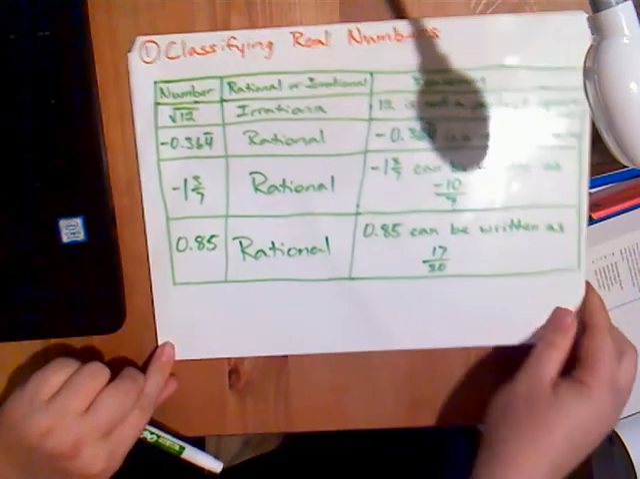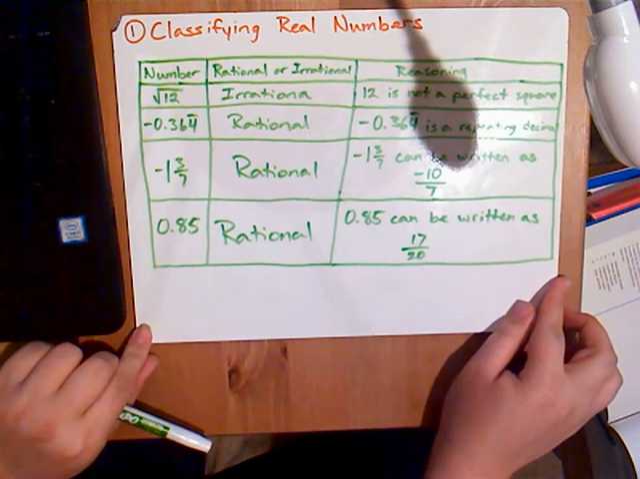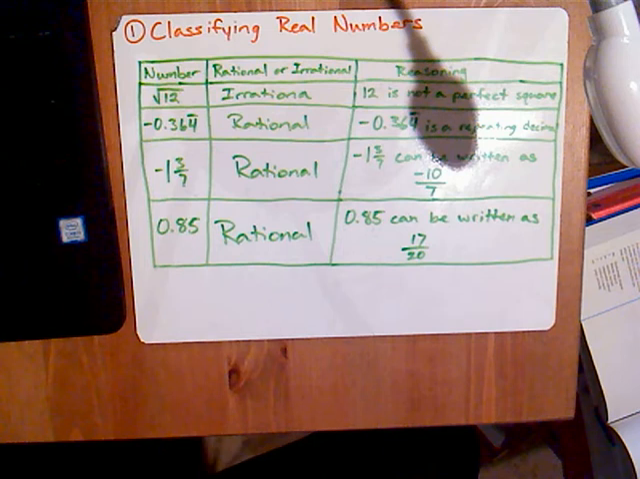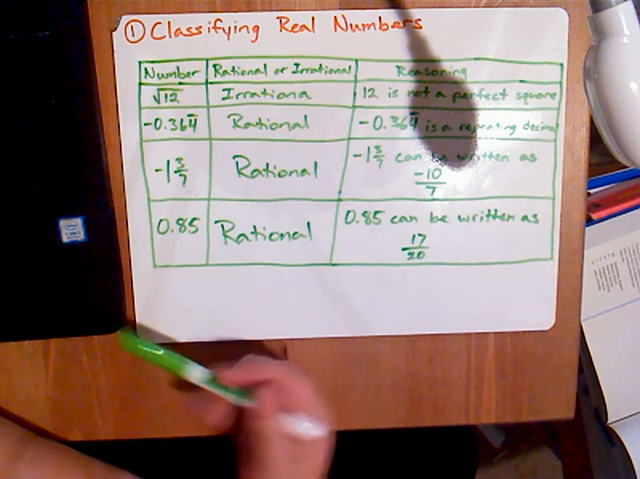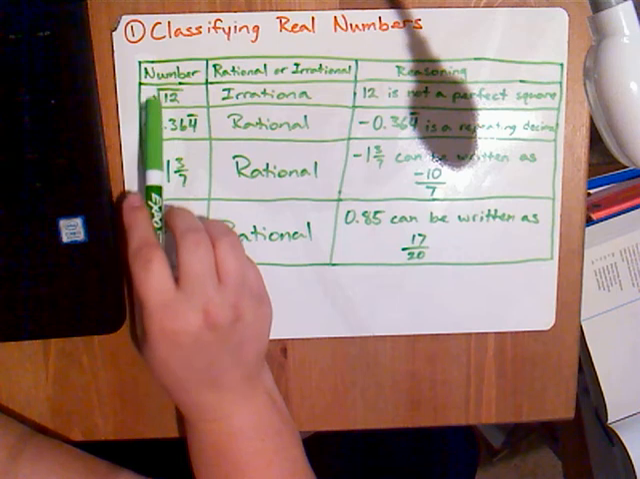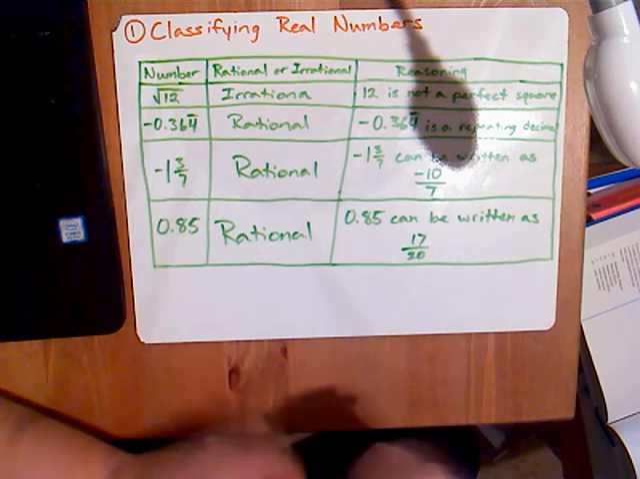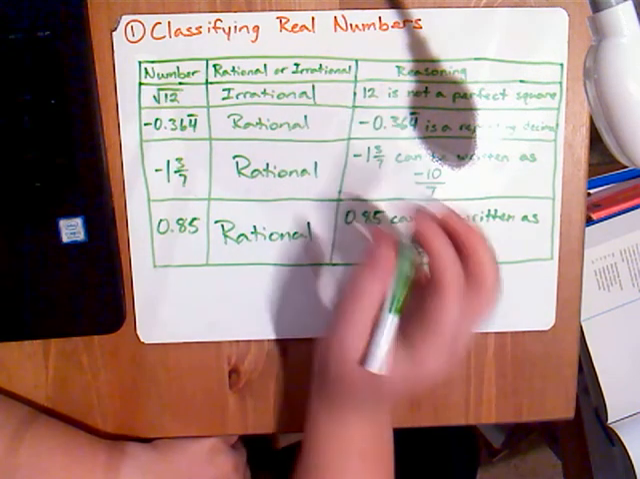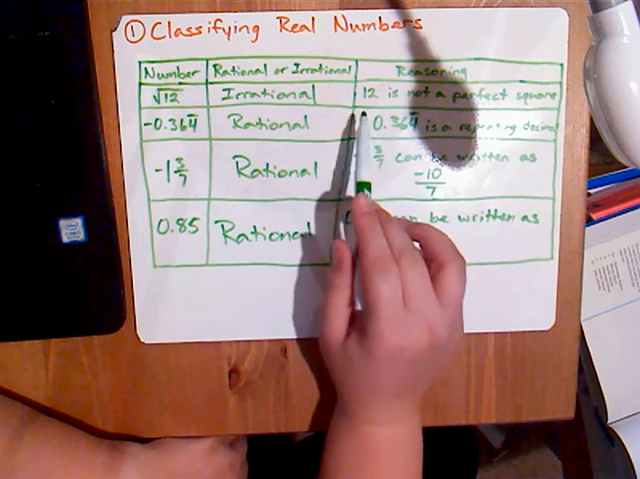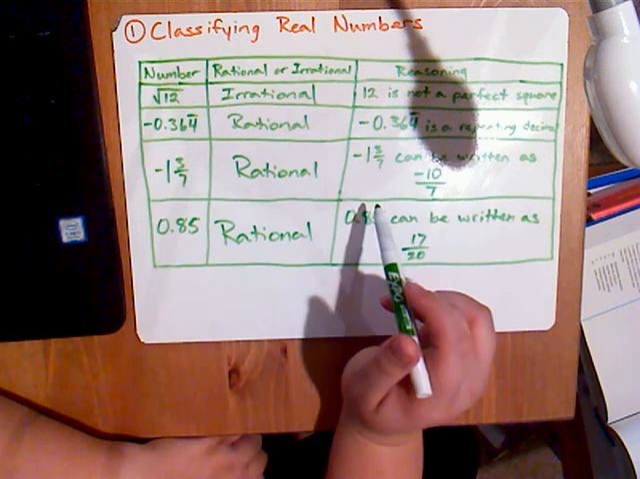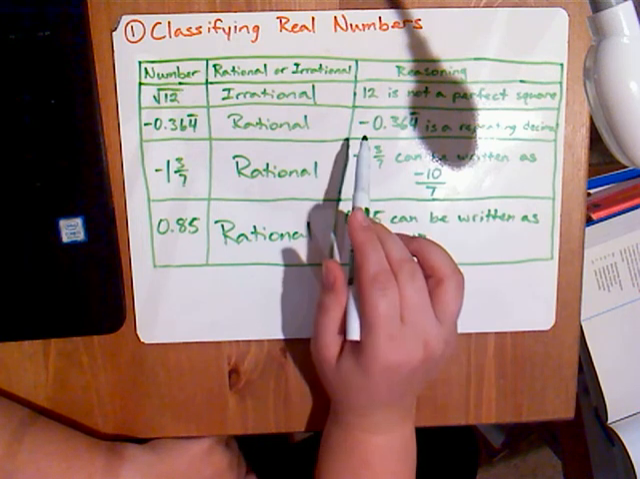So the first thing we want to look at is how to classify real numbers. So real numbers are classified as irrational and rational. So if you've got the square root of 12, this is an irrational number. And it is irrational because 12 is not a perfect square. Okay, it cannot be a perfect square.